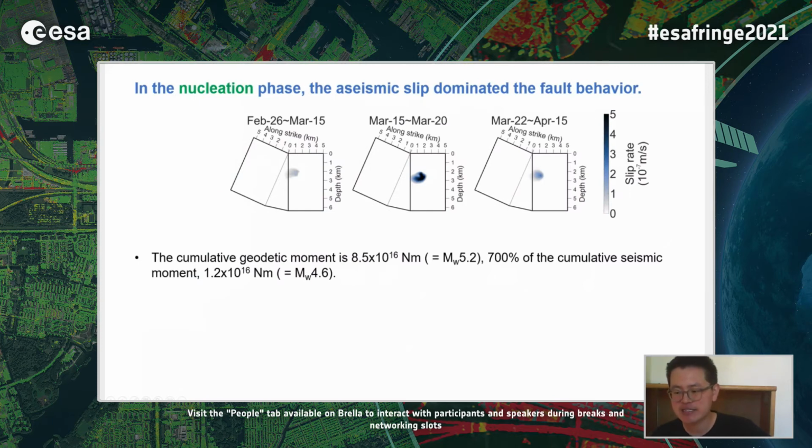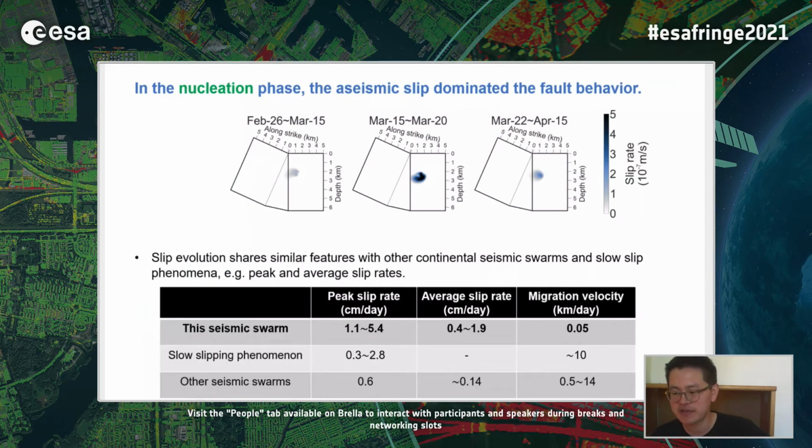In the nucleation phase, the aseismic slip dominates the fault behavior. The cumulative geodetic moment is equivalent to a magnitude 5.2 event, which is 7 times the cumulative seismic moment. The slip evolution estimated for the Hawthorne 2011 swarm shares similar peak and average slip rates with other continental seismic swarms, and shows slow slip phenomena, for example, slow slip events and episodic tremor and slip. We note that the estimated migration velocity is lower than the other values because the time span is the longest, which is the duration between the neighboring epochs.